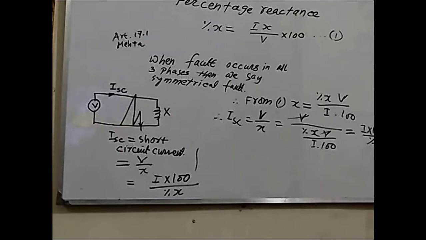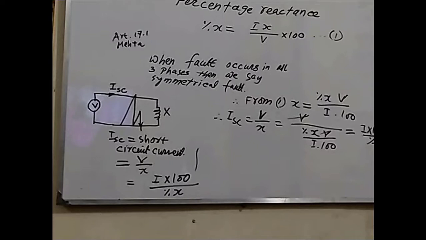We can calculate short circuit current I_SC equal to I, where I means full load current or rated current. We calculate P equal to root 3 V_L I_L cos theta from that formula. That is the current when the machine is supplying at normal condition, the full load current or rated current. And percentage reactance. So short circuit current is depending upon what?